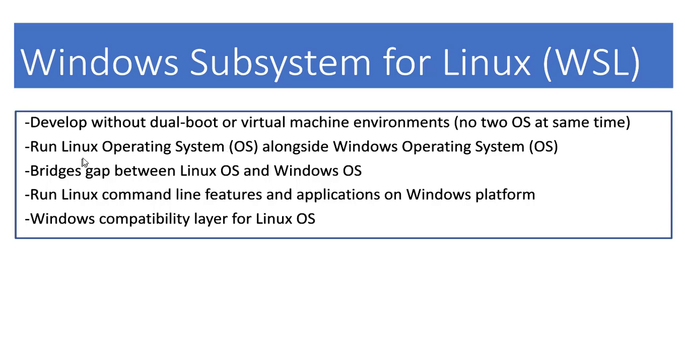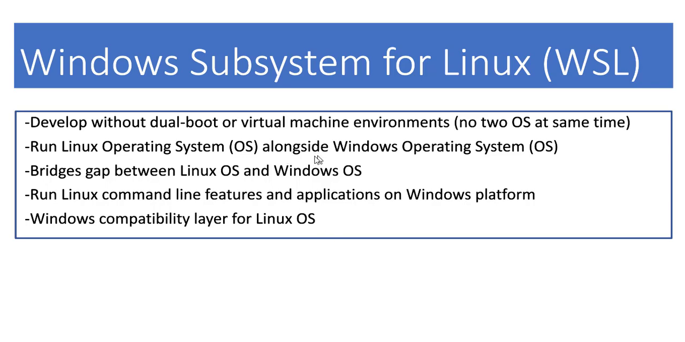WSL allows you to run Linux operating system along Windows operating system, both of them at the same time. It bridges the gap between the Linux operating system and the Windows operating system. With WSL, you can run Linux command line features and applications on your Windows platform, which is great. WSL also allows Windows compatibility layer for Linux operating system. These are some of the reasons why you would want to install WSL on your Windows operating system.